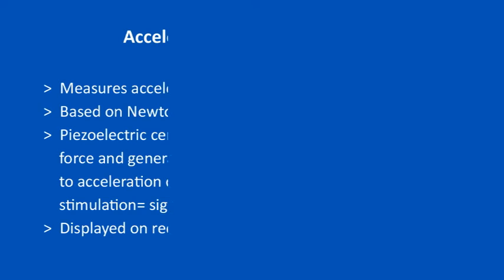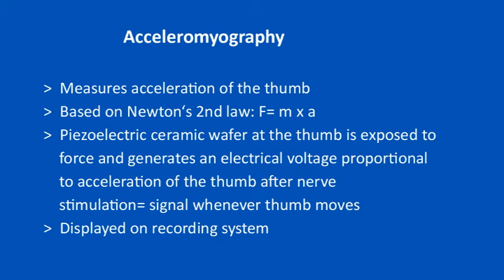Coming to the acceleromyographic method of recording the evoked response. This is the most common method which is used in routine clinical anesthesia practice. Here we measure the acceleration at the thumb. This is based on Newton's second law, where force is equal to mass into acceleration.